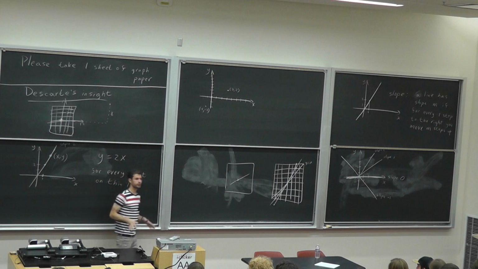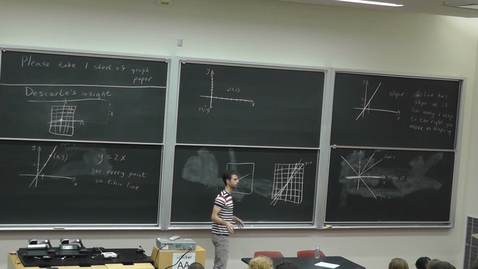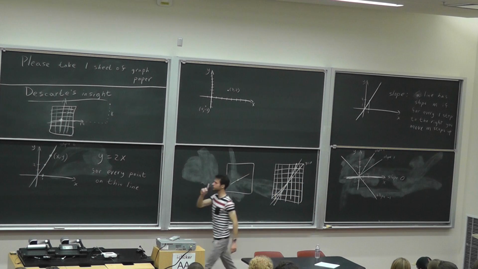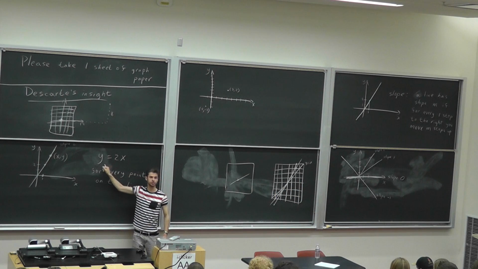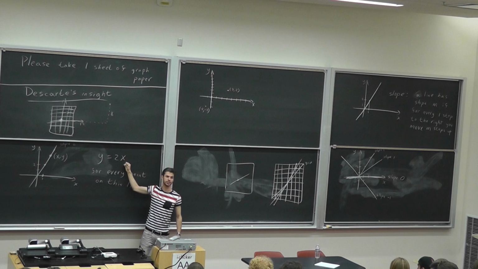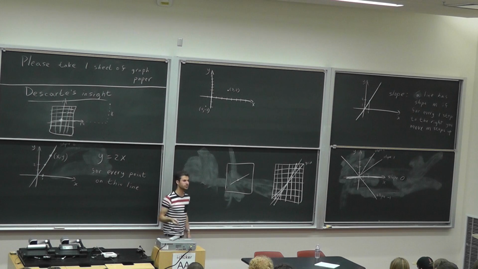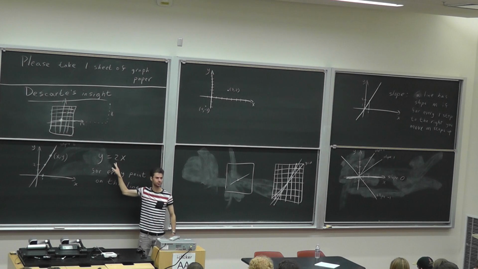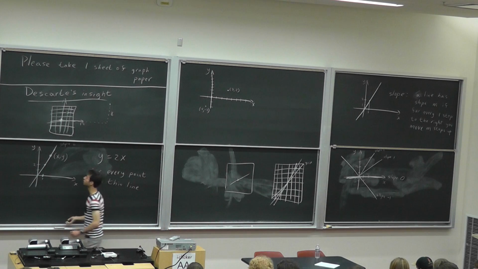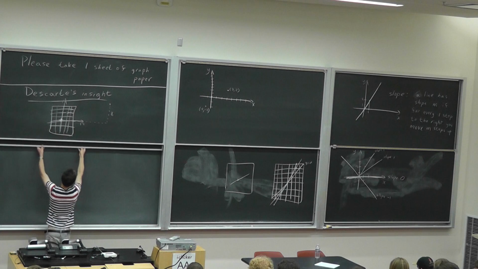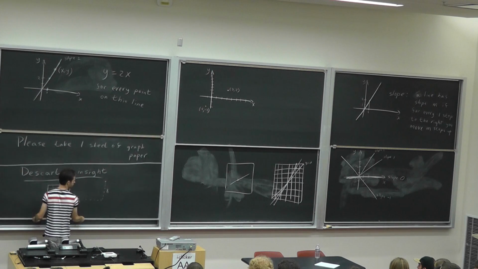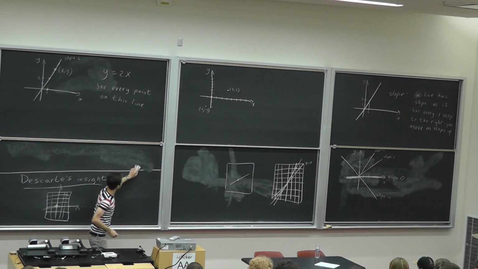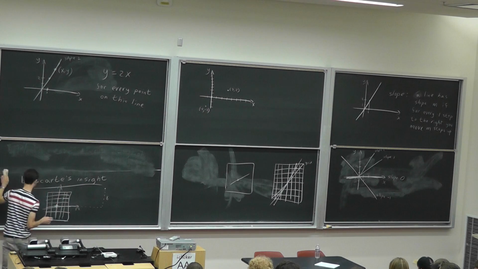So if I give you a point, just any point, 3, 7, and I ask you, is it on this line? There is just one thing you have to check. Is it true that the y coordinate is 2 times x? So is 7 2 times 3? No. So it's not on the line. But 2, 6, yes, it is on this line. So we already have our first simple result.